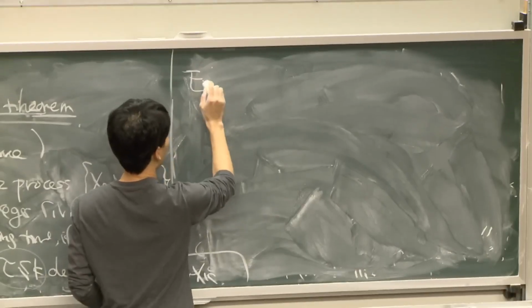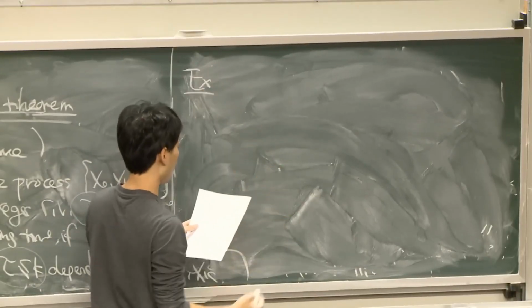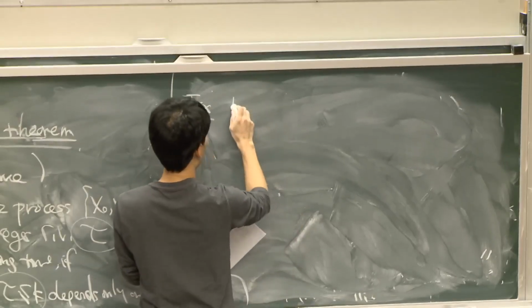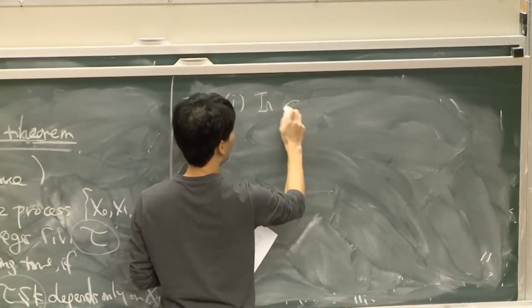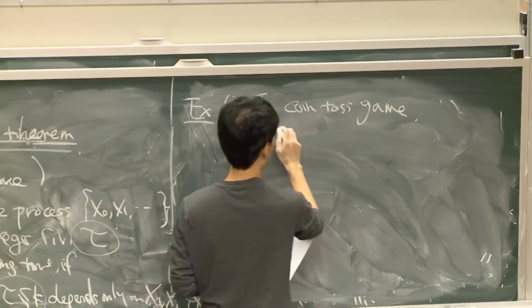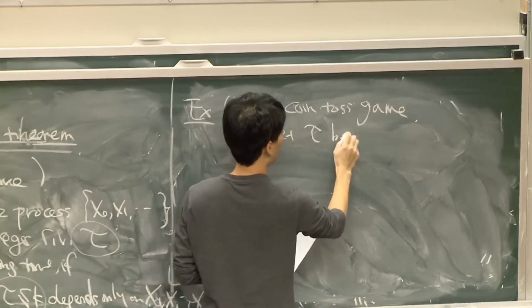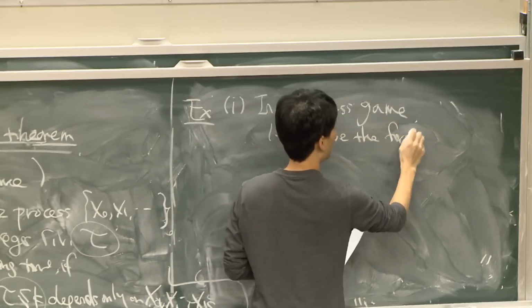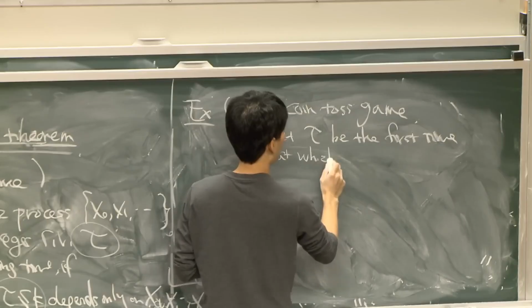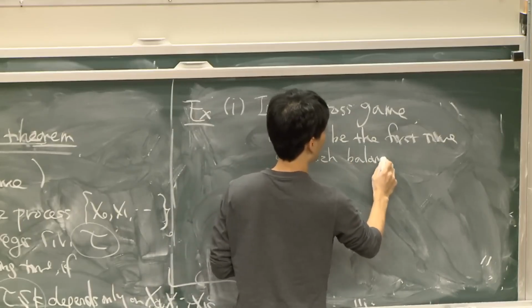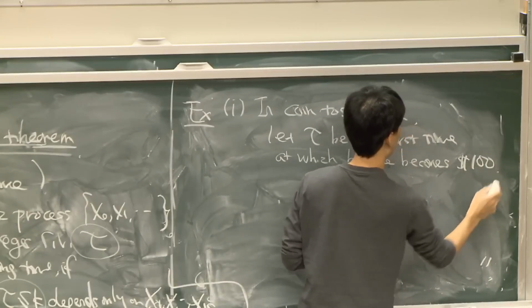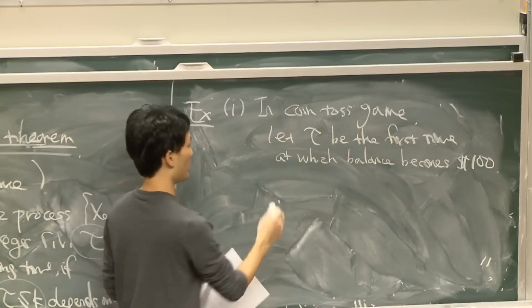Remember that coin toss game which had random walk value? So you either win $1 or lose $1. So in the coin toss game, let tau be the first time at which the balance becomes $100. Then tau is a stopping time.